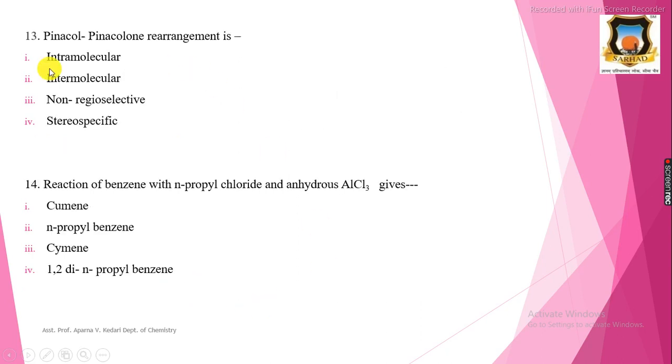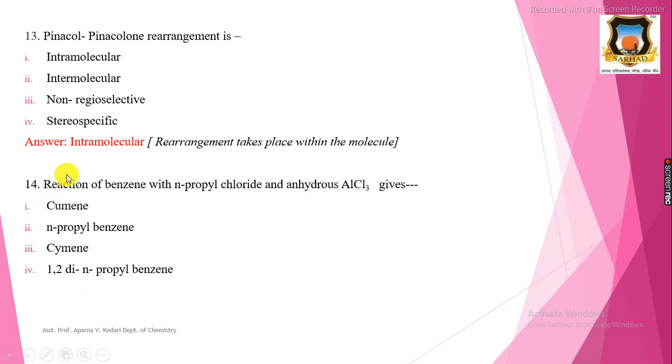Then the next question is, the pinacol-pinacolone rearrangement is intramolecular, intermolecular, non-regioselective, stereospecific. And the correct answer is that the pinacol-pinacolone rearrangement is intramolecular, that is, the rearrangement takes place within the molecule and therefore it is called an intramolecular reaction. This pinacol-pinacolone rearrangement is an intramolecular rearrangement.